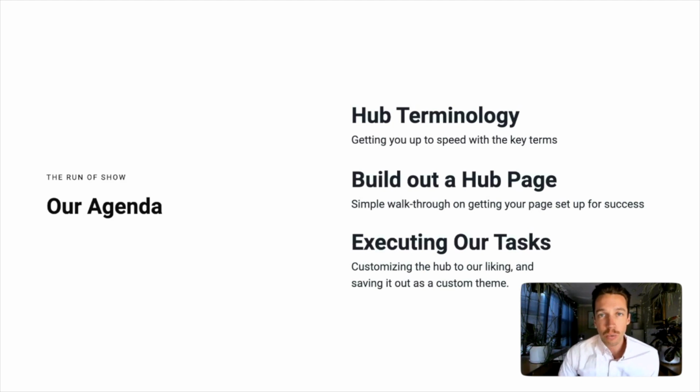Let's talk about our agenda. We're going to split this presentation into 3 main parts. Number 1 is going to be hub terminology. I'm going to make sure that we're speaking the same language. Number 2, we're going to get into the actual tool and build out a hub page, throw some events in that hub calendar, make sure everything is oriented the way we want.